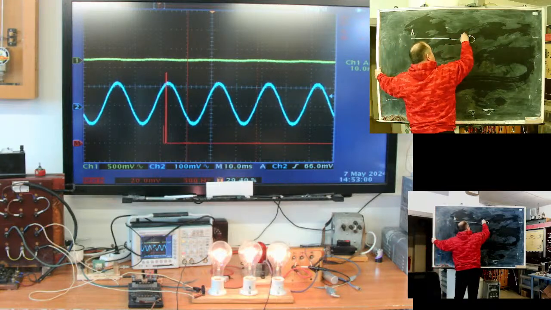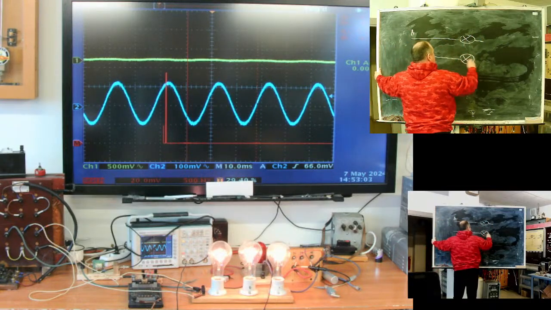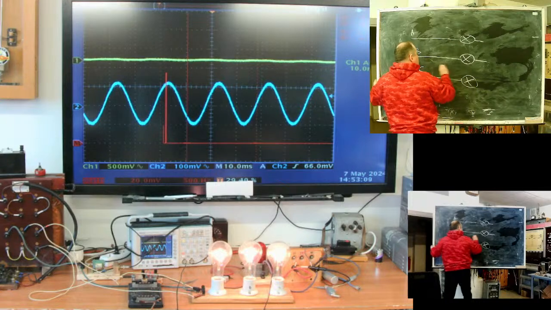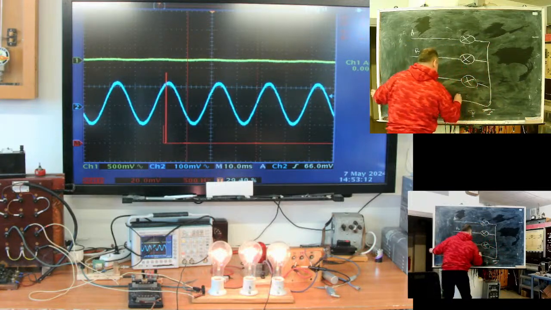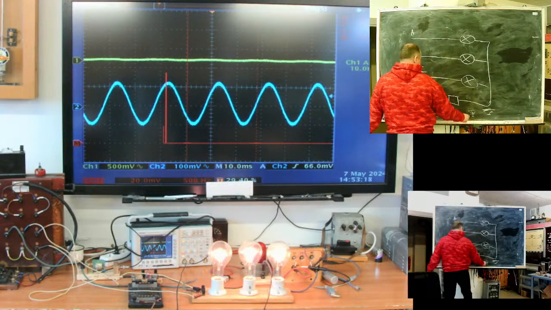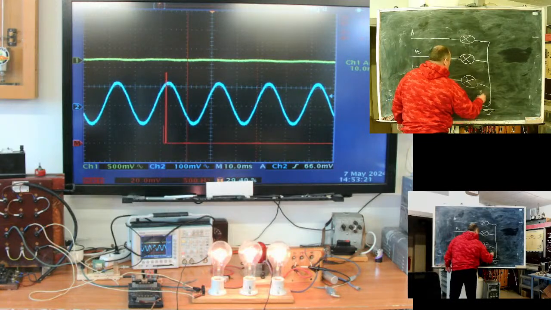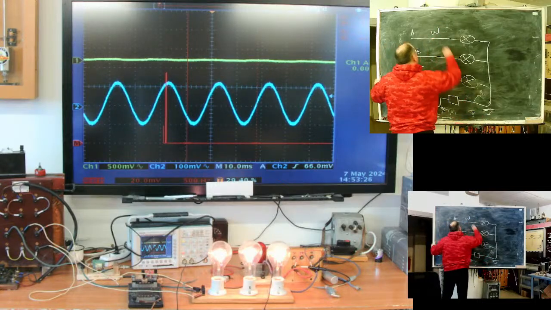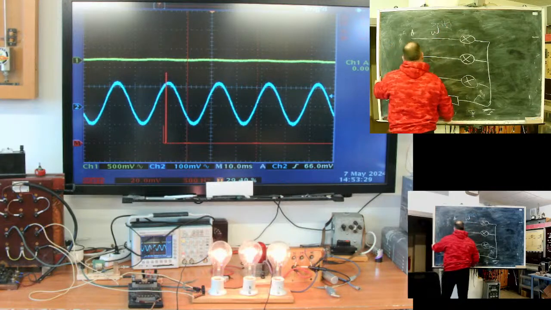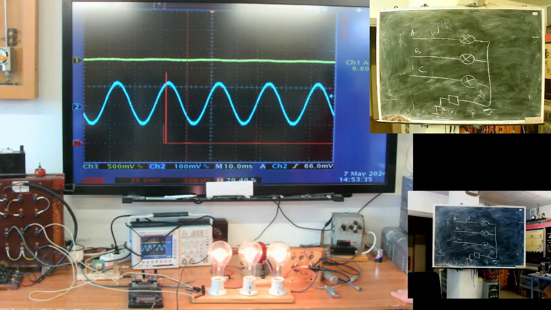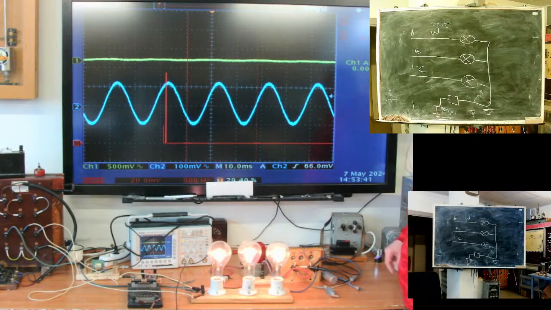A, B, C, ground. This is signal 1, and I have a current sensor in phase A, and this is signal 2. Can we check? This is A phase current, and this should be the current of neutral.